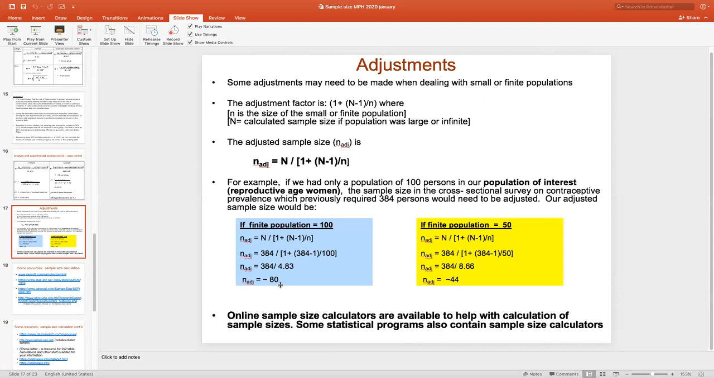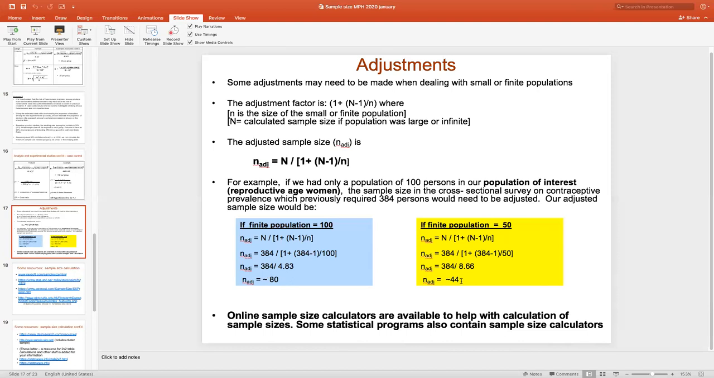All right, if you have a finite population, because sometimes the sample size you require, you don't even have that many people. Now I'm going to make the population even smaller. Say that the island has only 50 people. If you use this adjustment formula, you'll end up having to study 44.